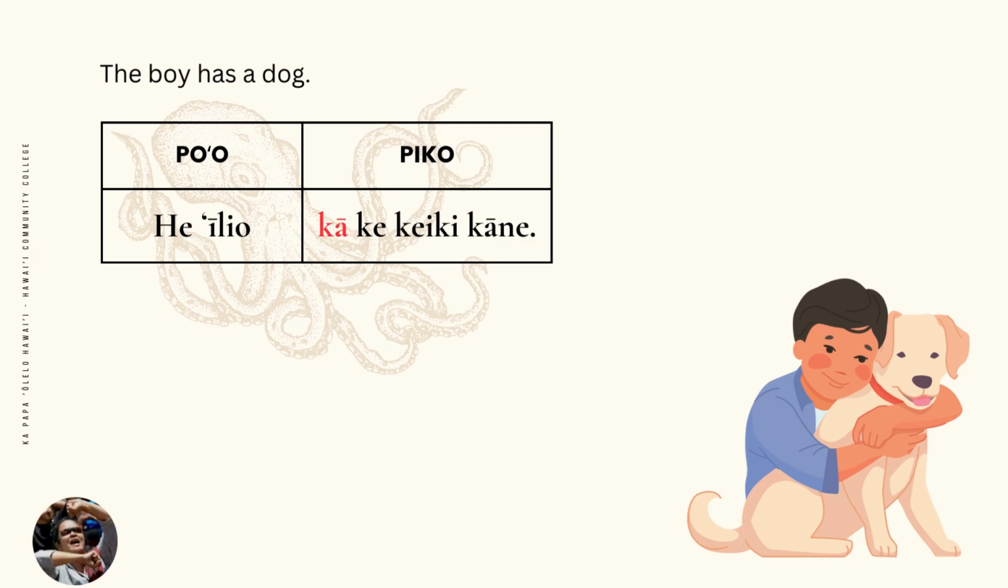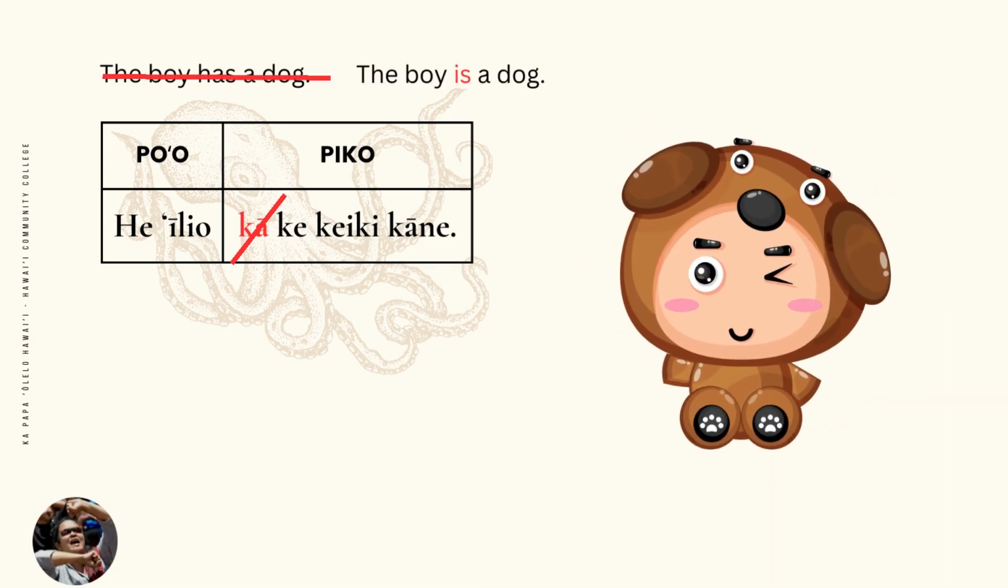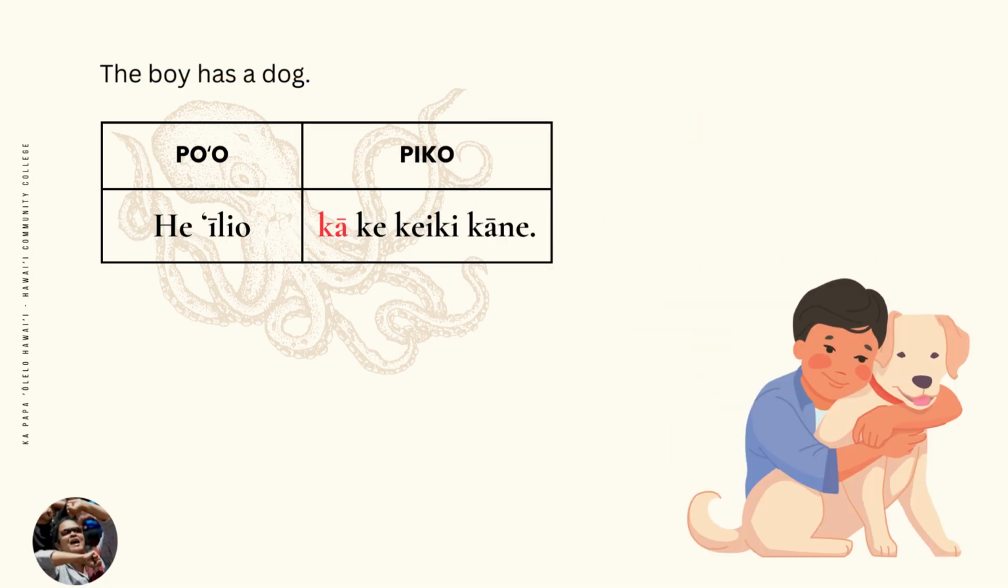The kinoʻo or kinoʻa marker is very important in the Pepeke Nonoʻa sentence. The owner in the Pepeke Nonoʻa sentence needs to be marked with either ko or ka. If we omit ko or ka, the sentence is a Pepeke ʻaike sentence. The boy has a dog becomes the boy is a dog. He ilio keikei kāne. As you can see, the ko or ka marker is important to show ownership.